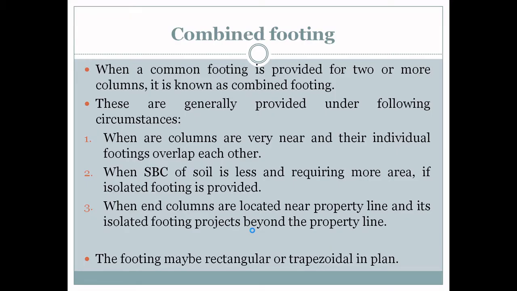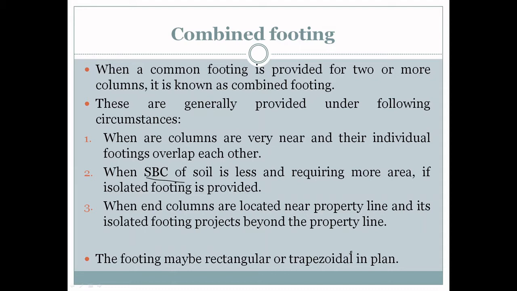Next is combined footing. Combined footing is a single footing which supports two columns. A combined footing is provided under the following circumstances: when the columns are very near to each other and the footings overlap each other. Next, when the safe bearing pressure of soil is less and requires more area if isolated footing is provided. Next condition, when a column is located near the property line and isolated footing projects beyond the property line.